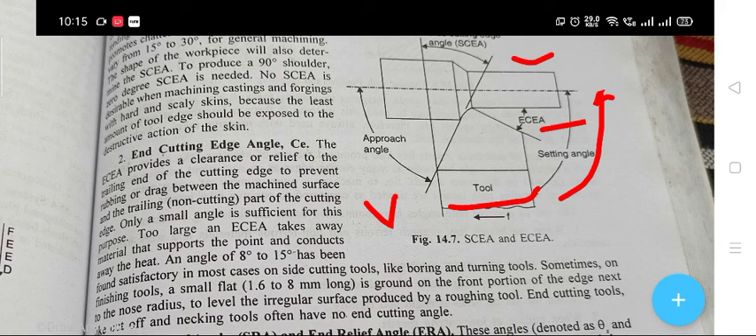Also the chip produced will be thinner and wider, which will distribute the cutting force and heat produced over more of the cutting edge. On the other hand, the larger the angle, the greater the component of force tending to separate the work from the tool. This promotes chatter. A satisfactory value of SCEA is 15 degree to 30 degree.